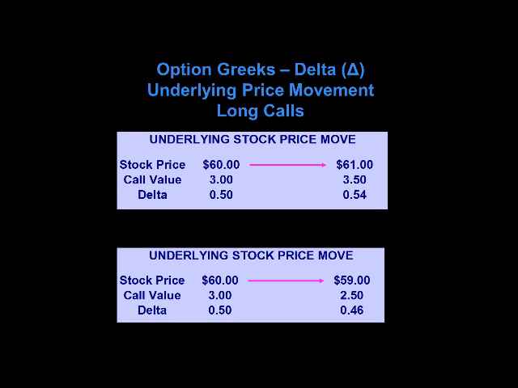For a $1 move. Now, if you're out of the money, let's say this strike price is 60, but let's say the strike price is 30. Well, your delta may only be 20. So if it goes from 60 to 61 with a 20 delta, then your $3 option goes to $3.20. And the delta goes from 20 to maybe 22. So it goes up, but not as fast because it's further out of the money.